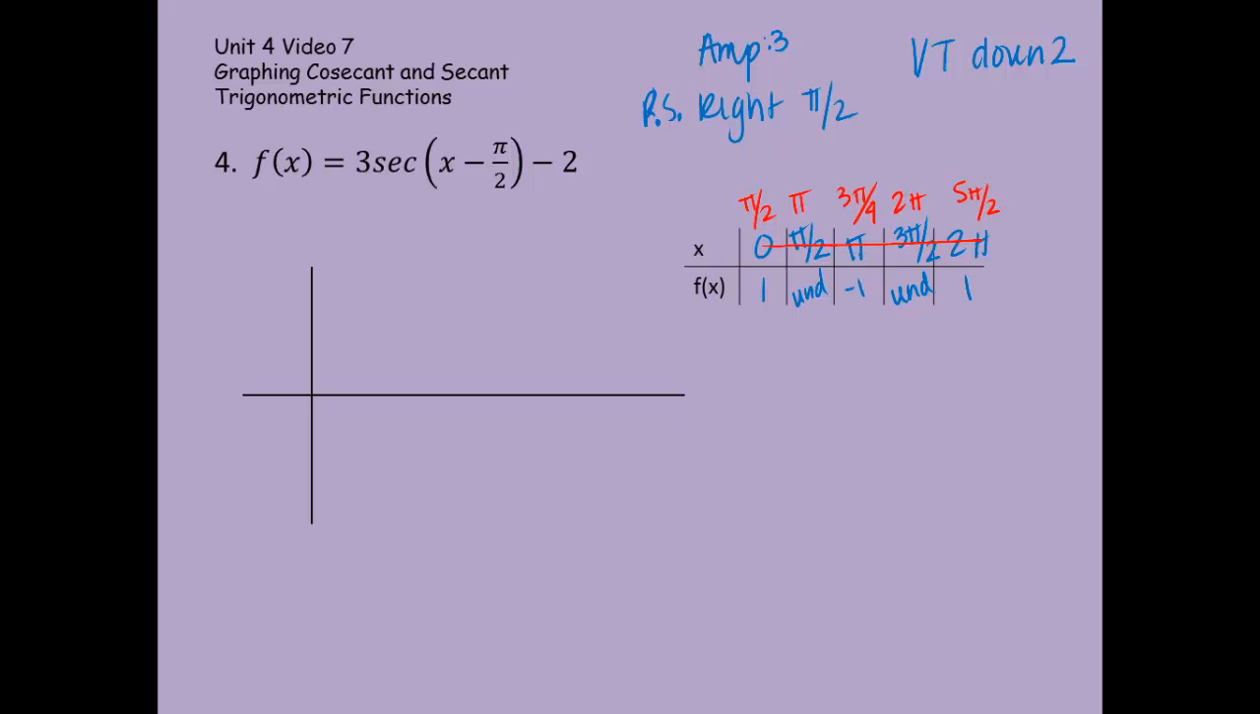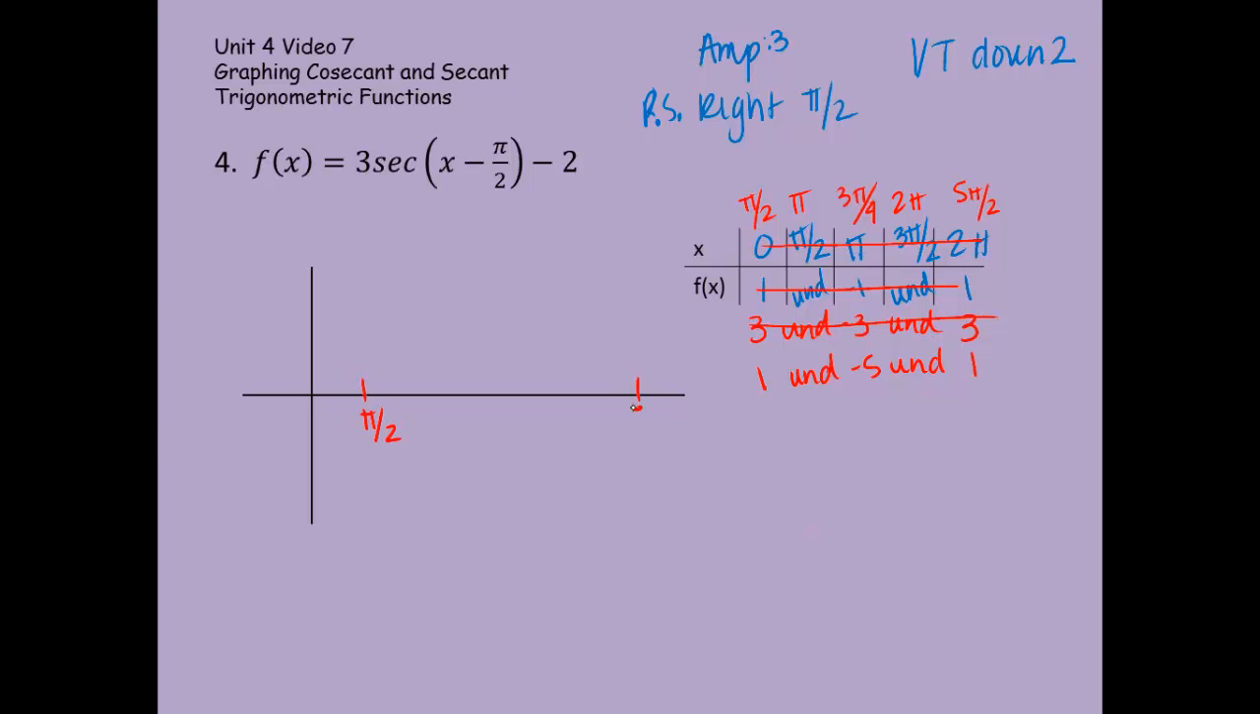The next thing I'm going to do is change my amplitude. Remember, we always multiply before we add or subtract. We always stretch before we slide. So I have 3, undefined, -3, undefined, 3. And shifting down 2, I'm going to subtract. My undefined still say undefined because you can't move a vertical asymptote to make a difference, and 1. So these are the points I'm going to plot for my secant curve.